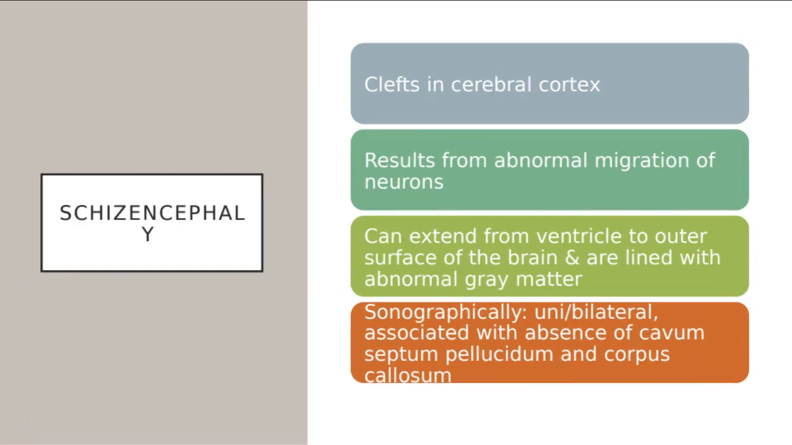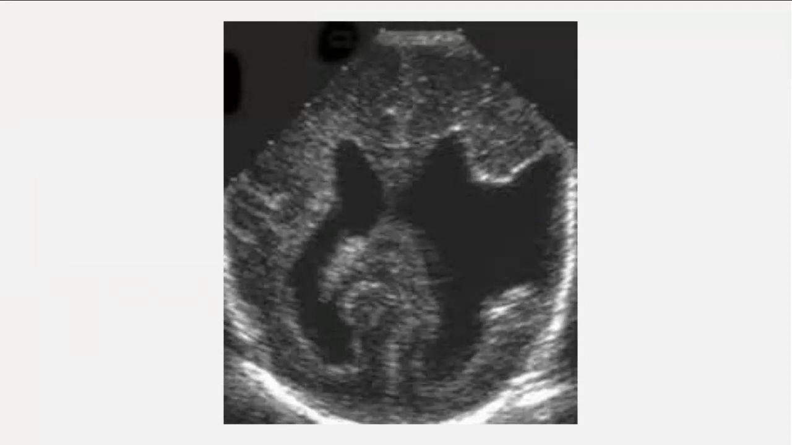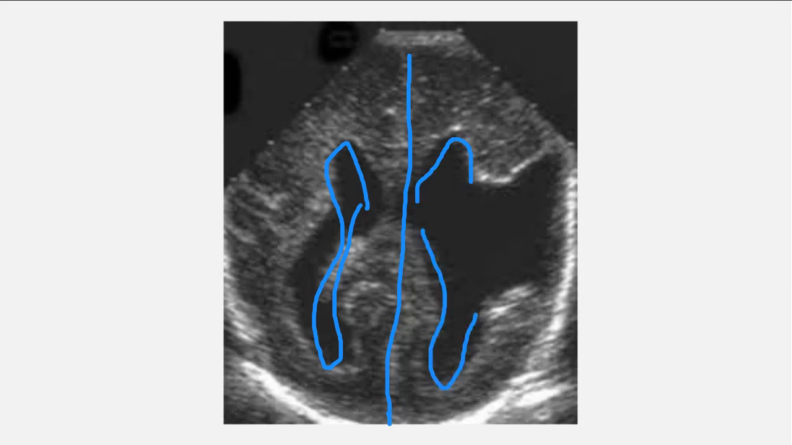It's also going to be associated with the absence of the CSP, the cavum septum pellucidum, and also the corpus callosum. So what is this going to look like? Here we have this oblique view, kind of like a sagittal coming into the baby's brain. We have our midline skull right here, what should be a lateral ventricle, and then we have this split all the way to the parietal bone on the side. So this right here is going to be unilateral schizencephaly.